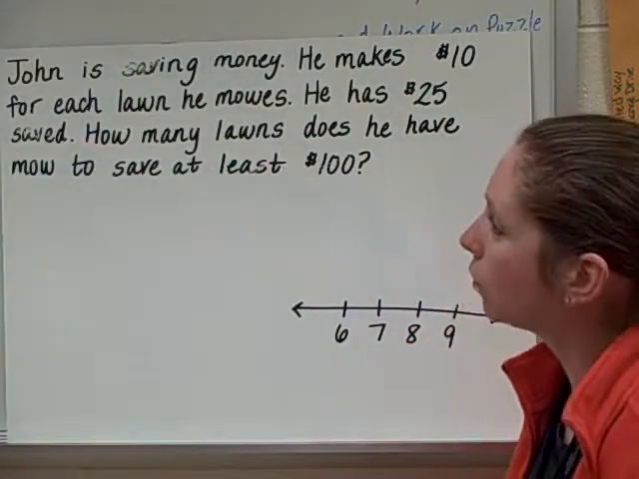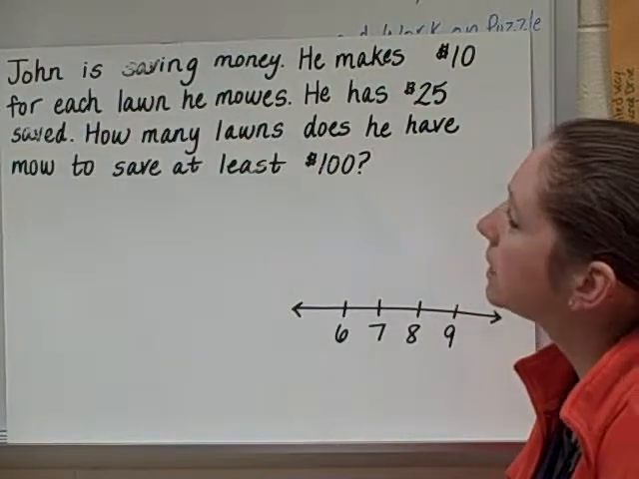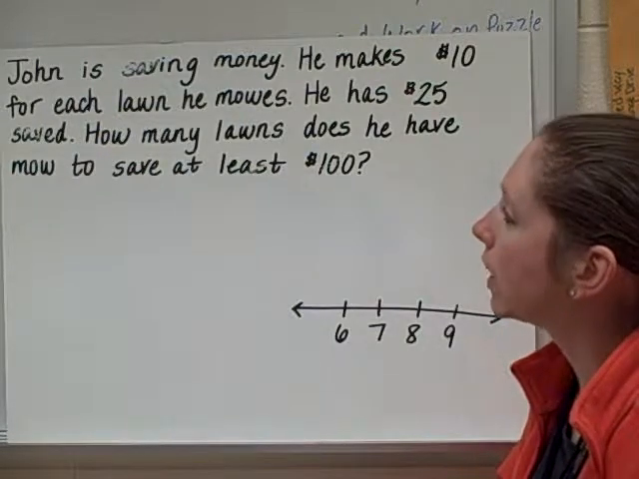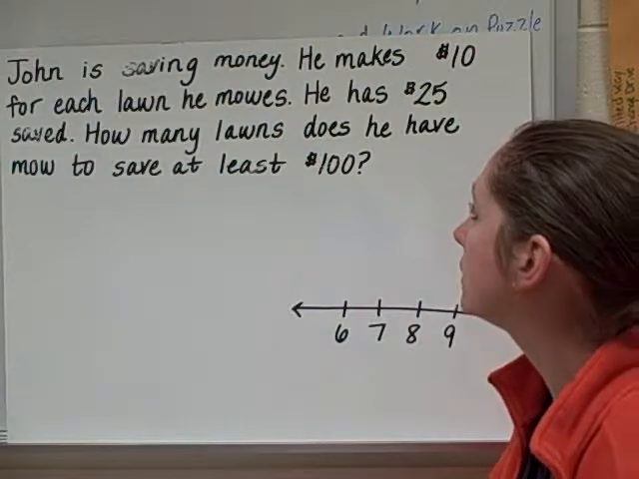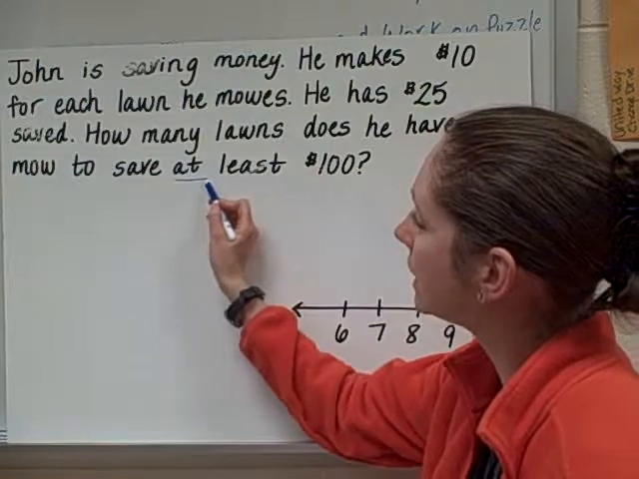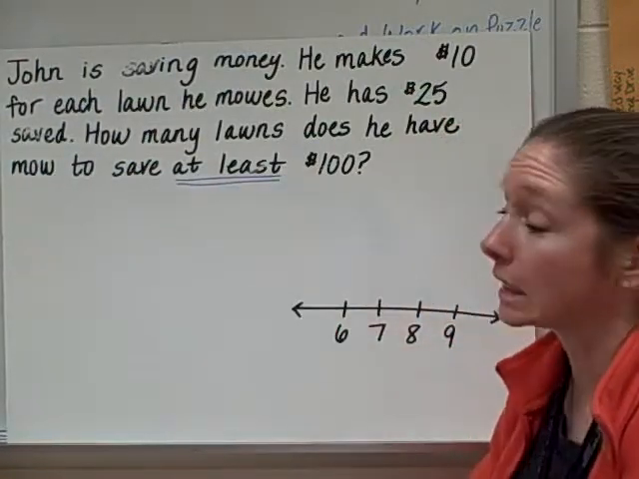Okay, last thing, let's do a word problem together. It says John is saving money. He makes $10 for each lawn he mows. He has $25 saved. How many lawns does he have to mow to save at least $100? Notice this phrase, at least. That's important to keep in mind for an inequality. We say at least $100.